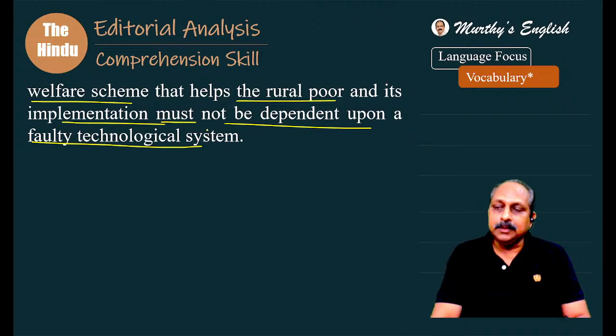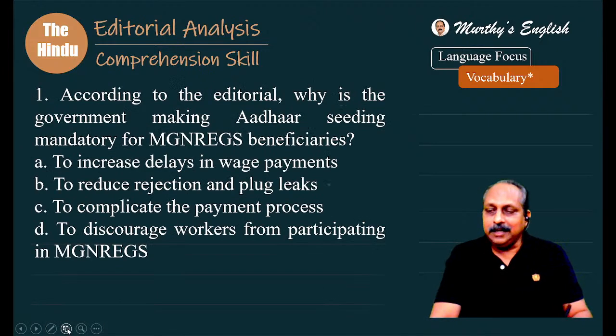Must has two functions. One, to impose a personal obligation or an obligation imposed by the speaker. The other one, to convey the idea something is compulsory. Must not be dependent upon. Active voice or passive voice? Passive voice. We must not depend upon, active voice. Something must not be dependent upon, passive voice. A faulty technological system. Many beneficiaries get affected, badly affected. That's all about this editorial.